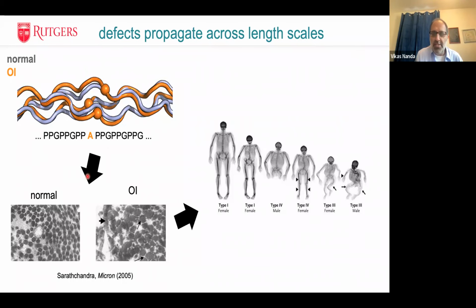But then as these collagens start to assemble, if there is no mutation there, you get nice packing at the subfibril and the larger fiber levels. But as soon as you have this mutation in there, which is associated with a disease called OI, osteogenesis imperfecta, you start to see malformed structures at this larger scale. And that continues to progress until you get to the scale of anatomical dysmorphologies.